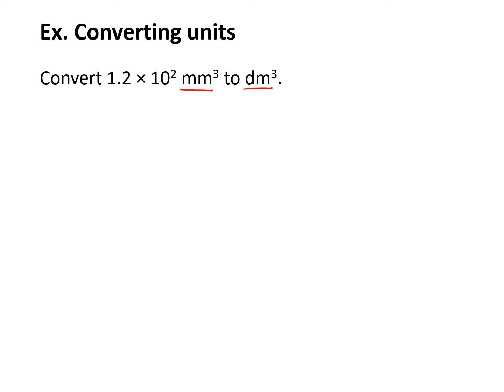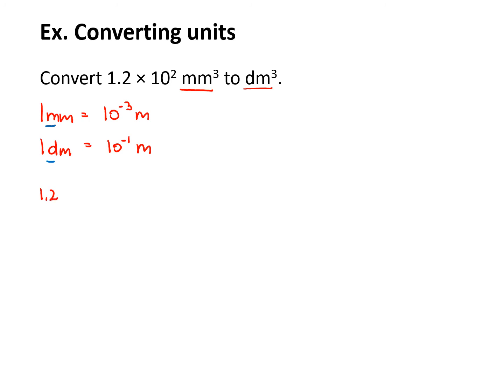Now I don't happen to know the conversion directly from cubic millimeters to cubic decimeters. However, from my knowledge of SI prefixes, I know that 1 millimeter equals 10 to the minus 3 meters. And that's simply because the SI prefix milli means 10 to the minus 3. Similarly, I know that 1 decimeter equals 10 to the minus 1 meters. And again, that's simply because the SI prefix deci means 10 to the minus 1. Now that we have our conversion factors, we can start to work on the calculation.